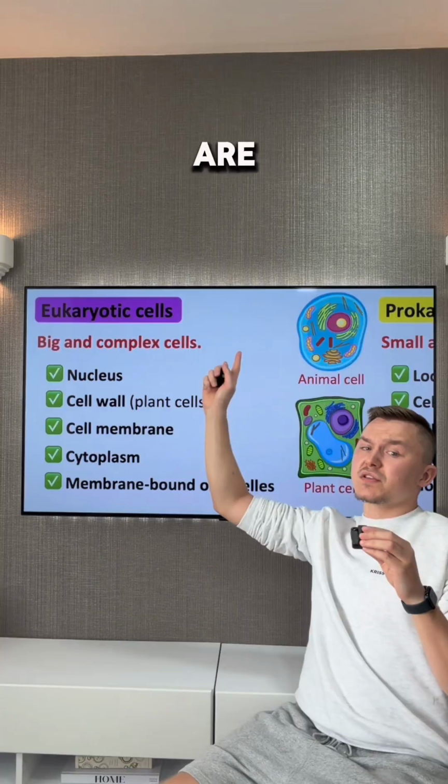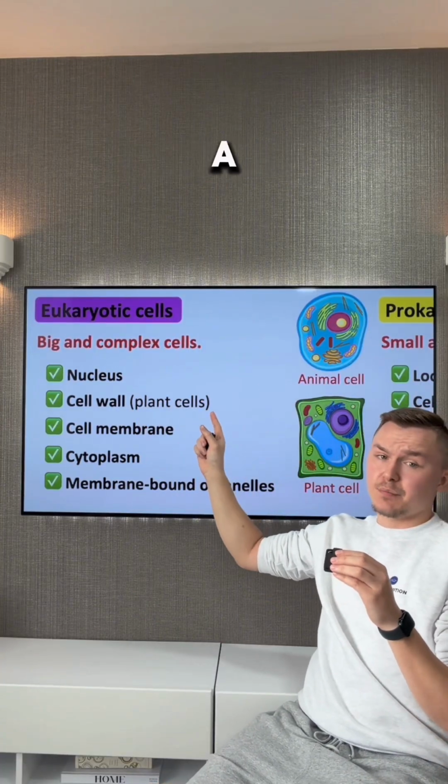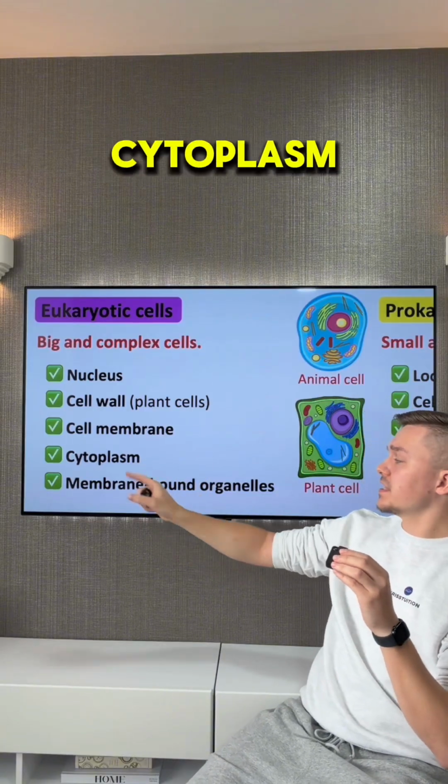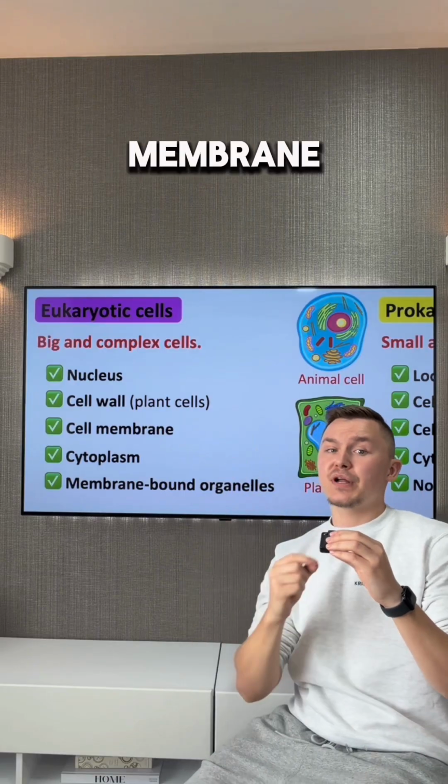Now, eukaryotic cells are cells like your plant and animal cells. They have a nucleus, a cell wall if they're a plant, a cell membrane for all of them, cytoplasm, and they have membrane-bound organelles. So like the nucleus, for example, has a membrane around it.